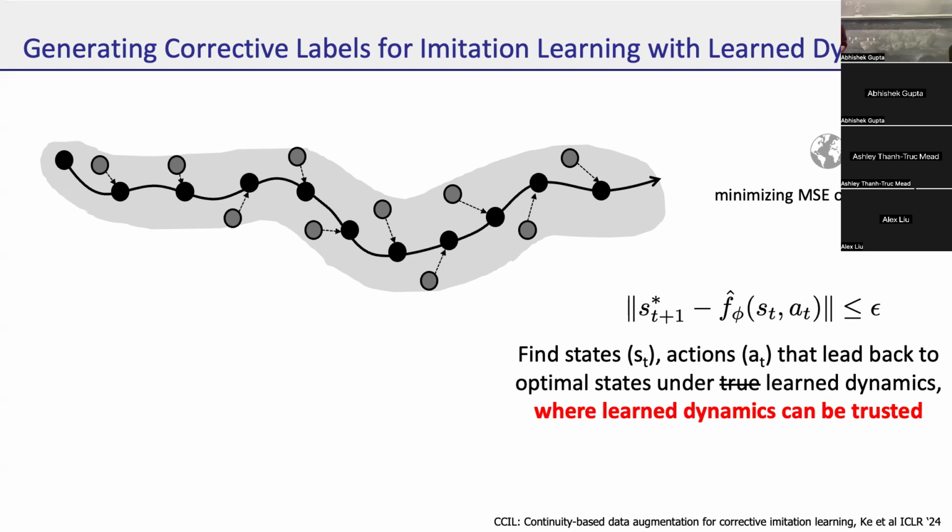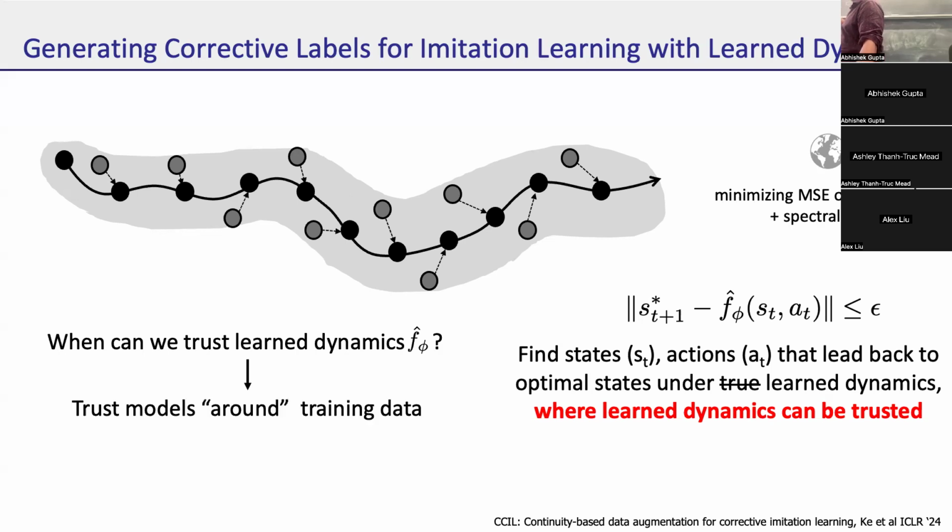And so the insight that we had is that if you impose a little bit of smoothness on the dynamics model, you can make the dynamics model not change too much. In most systems, the world doesn't change very abruptly. So if the dynamics model doesn't change so much, and it's trained on this data, then it can be trusted on things in the neighborhood. Essentially, the idea in our work was to take the data, use it to learn a dynamics model which is smooth, and then use that to design corrective labels that go back to the data.